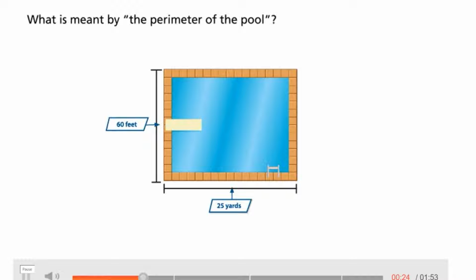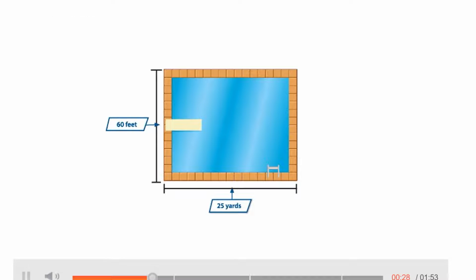What is meant by the perimeter of the pool? All right, now when we're talking about perimeter, we're talking about the distance around a shape. So pretend you're walking all the way around this pool. How many yards or feet will it take you to make it all the way around back to your starting point? The perimeter is the distance around the pool.